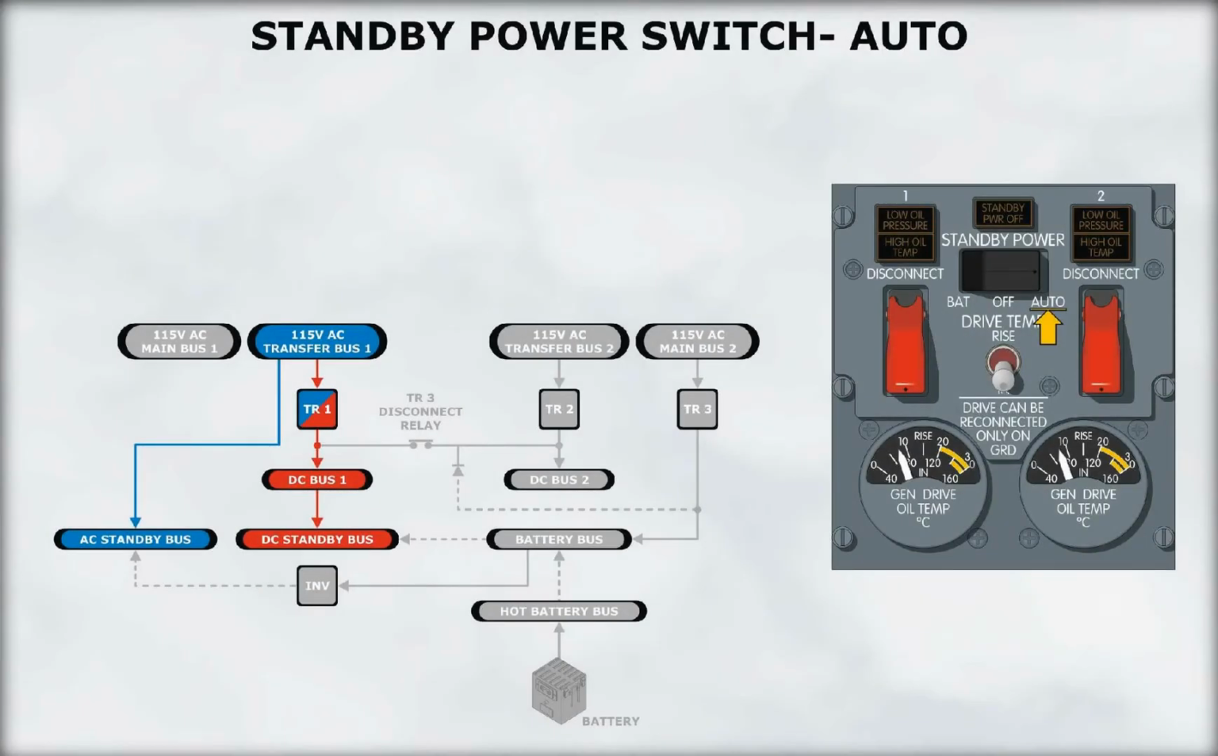The standby power is controlled by the standby power switch. The switch has three positions: battery, off, and auto. The switch is guarded to the auto position.